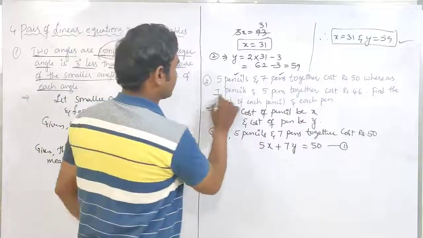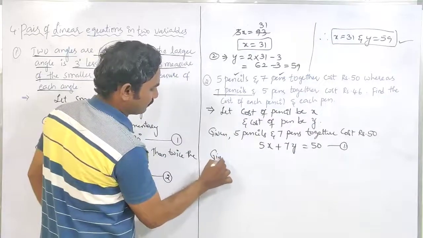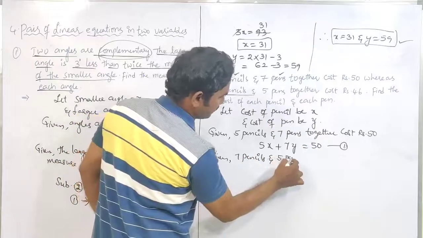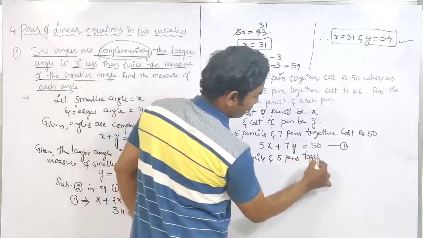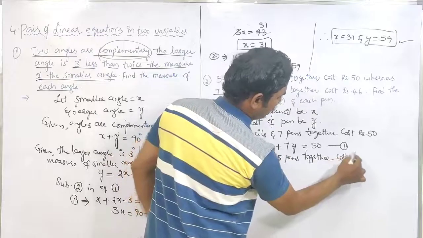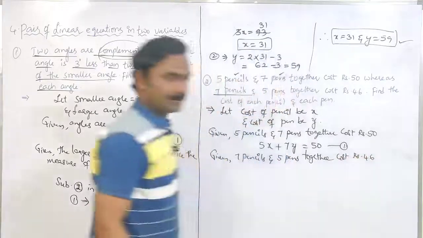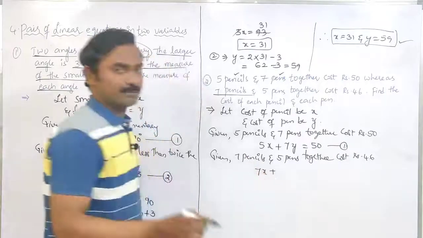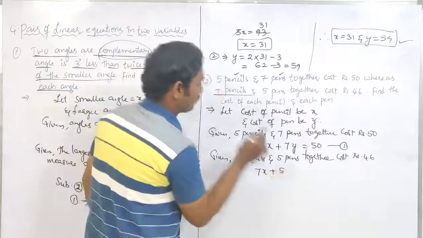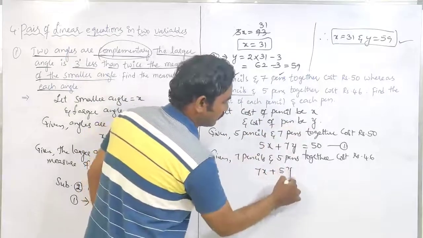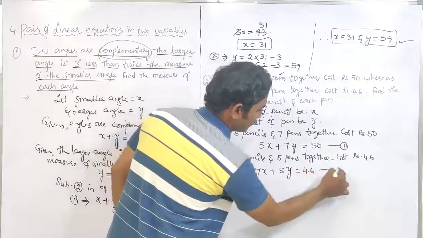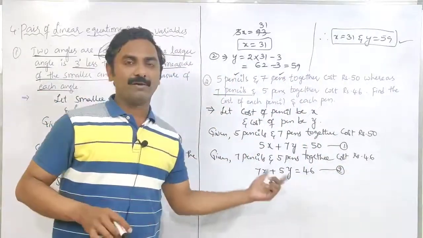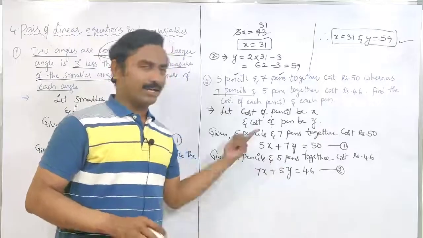Now take the second one. 7 pencils and 5 pens together cost rupees 46. So how to write the equation for this? 7 pencils, 7x plus 5 pens, each pen is y, is equal to 46 rupees. This is equation 2. Now by solving these two equations we get the value of x and the value of y. That is the final solution.